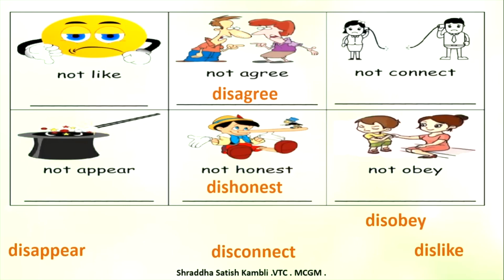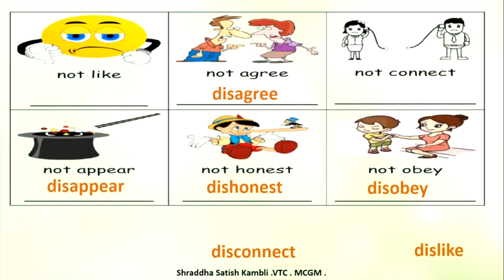Someone who doesn't agree is disagree. Not agreeing with someone is disagreeing. What about disobey? Disobey means what? Not connect, not like, not appear? No. Not obey means disobey. What about disappear now? Disappear means not appear. He did a lot of magic, but the pigeon or the flowers did not appear, they disappeared. What about disconnect? Disconnect means something which cannot connect.